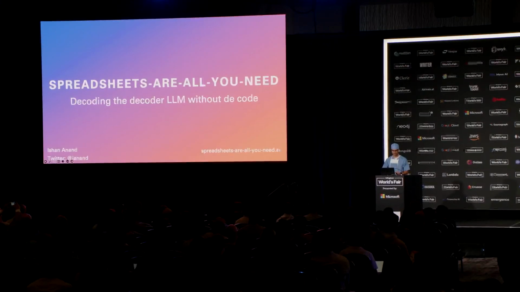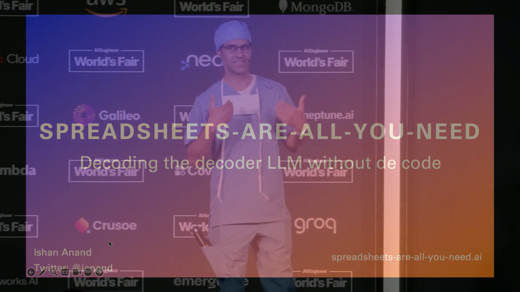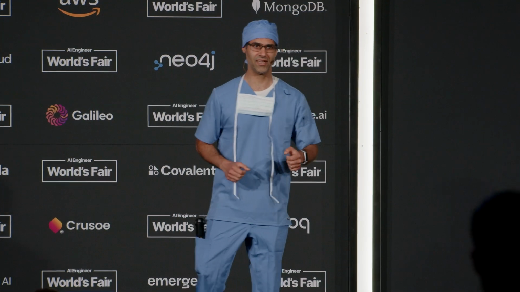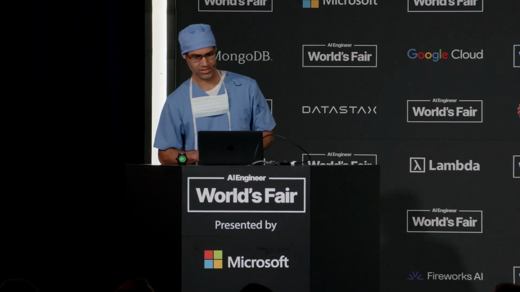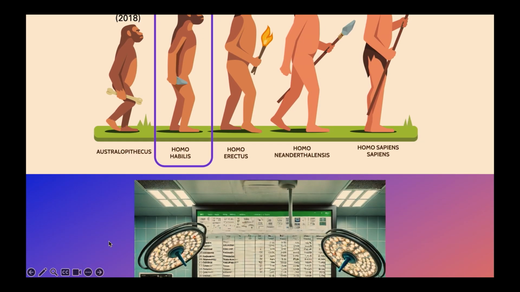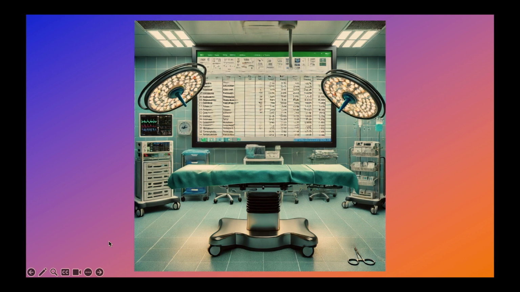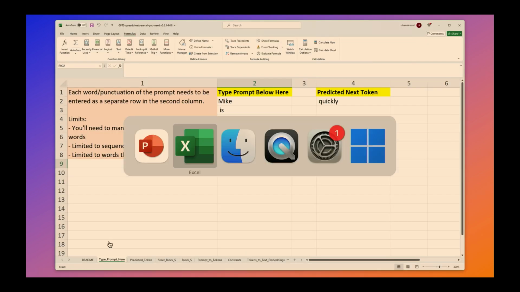Let's bring up the slides. There we go. Thank you. Okay, so I'm Ishan, and I'm dressed in scrubs, because today we're all going to be AI brain surgeons. And our patient will be none other than GPT-2, an early precursor to ChatGPT. And our operating table will be a table, but it will be a table of numbers. It will be an Excel spreadsheet.